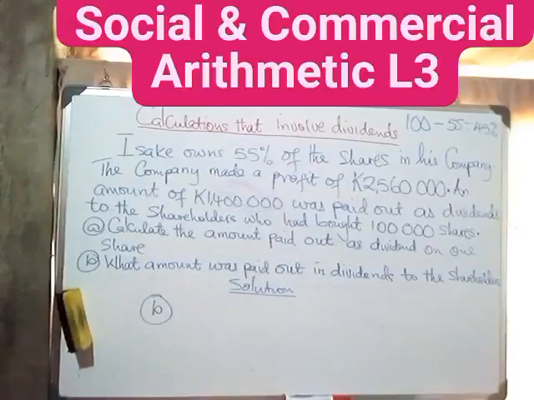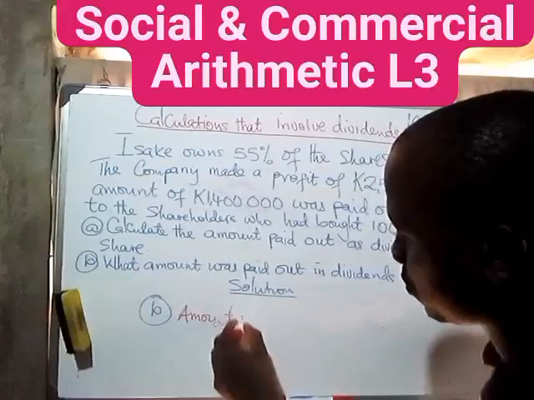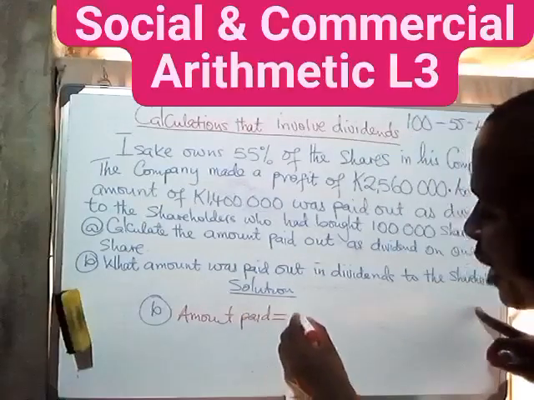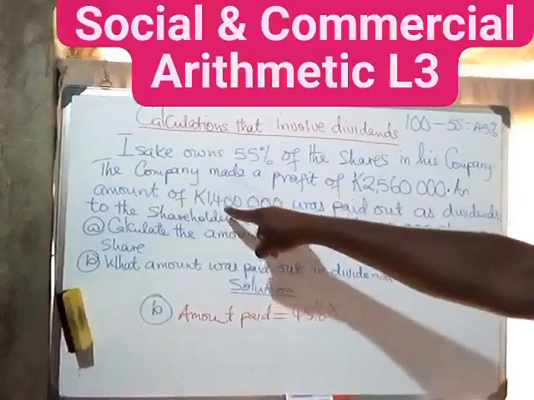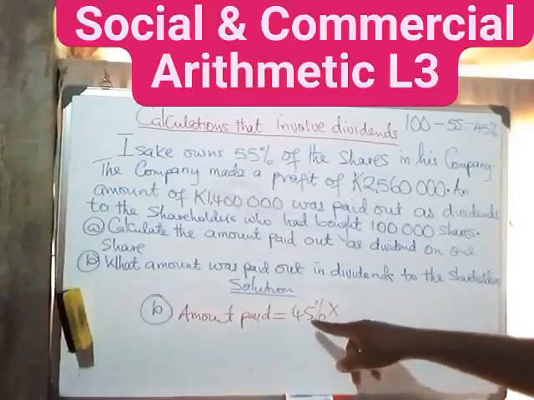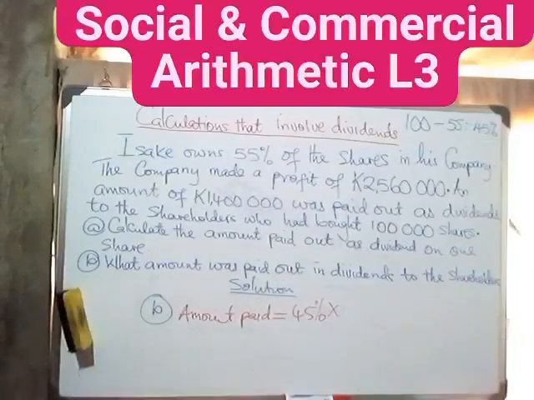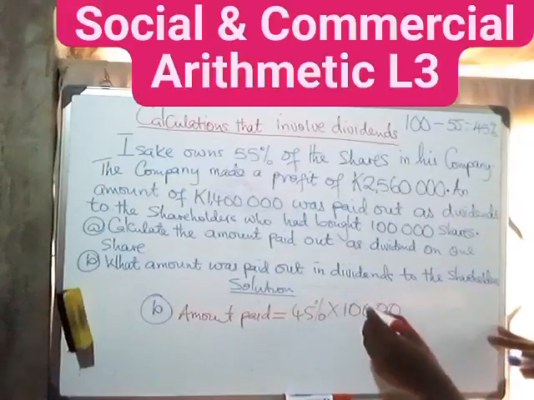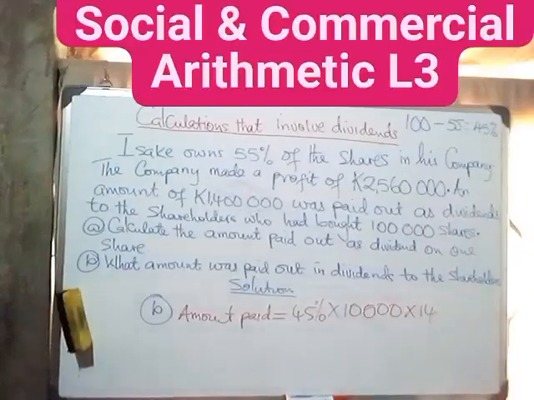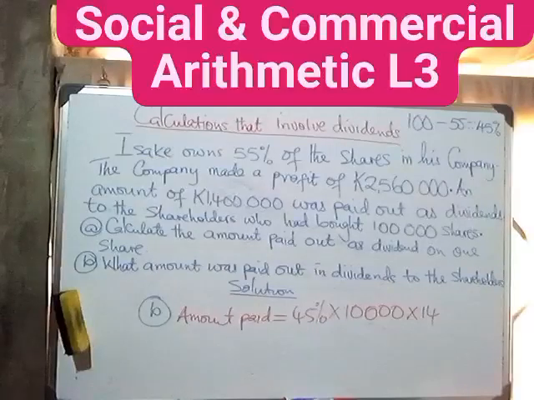So to find the amount paid to the shareholders, we say 45% of what? Of the amount, 1,400,000, which was paid out as dividends. So 45% of this amount, multiplied by 14 kwacha, because every share costs 14 kwacha. So we say 45% multiplied by 100,000 shares, then multiplied by 14.